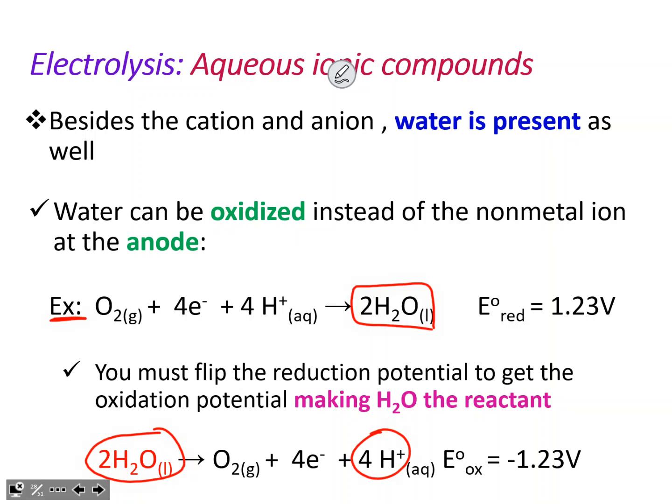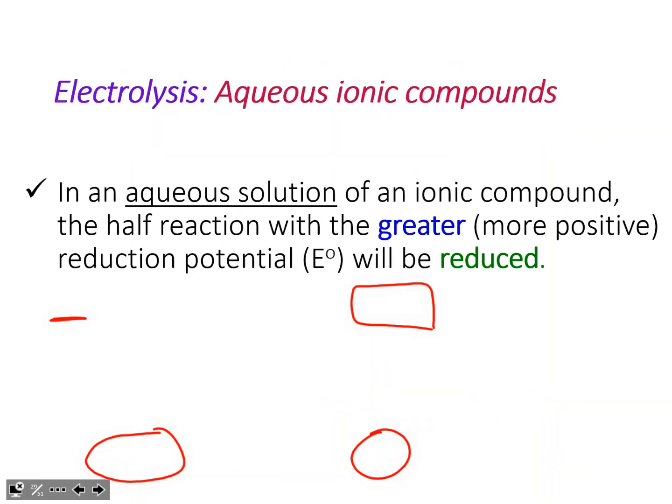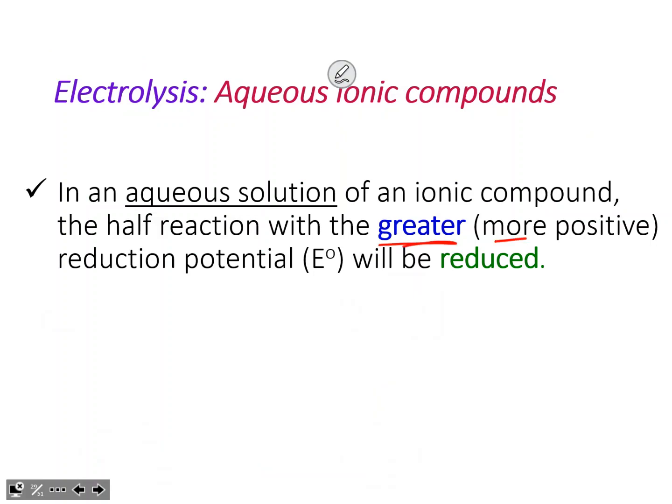Now when you're doing electrolysis in water, you have to watch and make sure that the water doesn't outcompete the substances you actually want oxidized and reduced. Okay? Before we get to the example, in an aqueous solution of an ionic compound, the half reaction with the greater or more positive reduction potential is going to be reduced. Right? The greater, the more positive, it's going to be reduced.